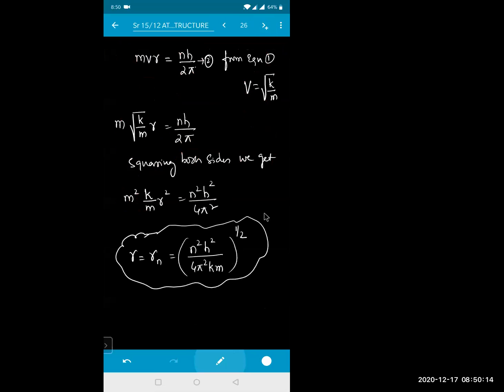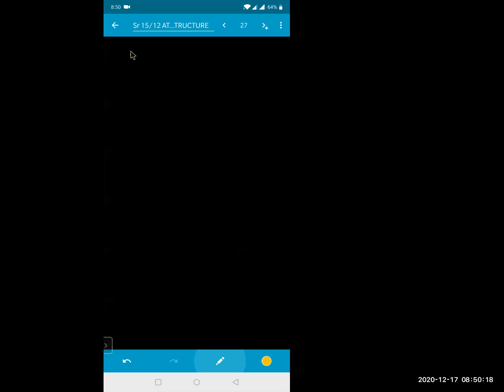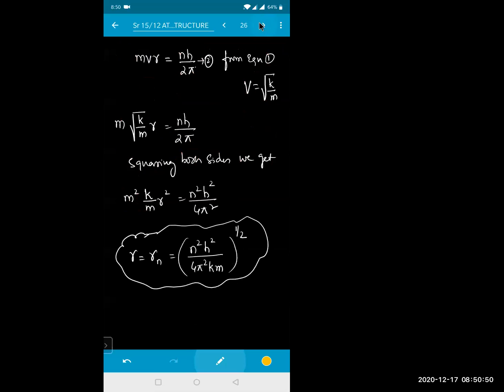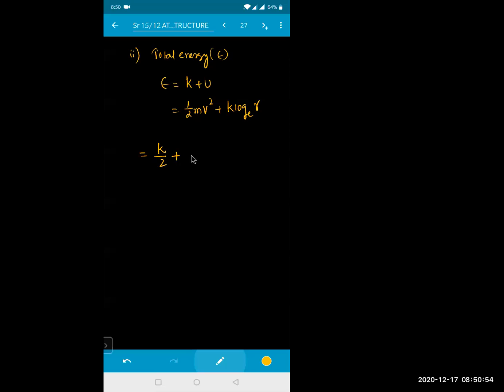దాని తర్వాత ఏమన్నాడు? ఎనర్జీ లెవెల్ అన్నాడు. You know that total energy of your orbit will be equal to how much, beta? Total energy, second question in this one, total energy of your electron which has been revolving, that is E. So E will be equal to kinetic energy plus potential energy. Kinetic energy is half into m into v square plus potential energy is k into log e of r. So that is equal to half into m into v square. m into v square can be written as k. That means this can be written as k by 2 plus k into log e of r. r value is how much here? n square h square divided by 4 pi square k into m to the power of 1 by 2. So this is your total energy answer.